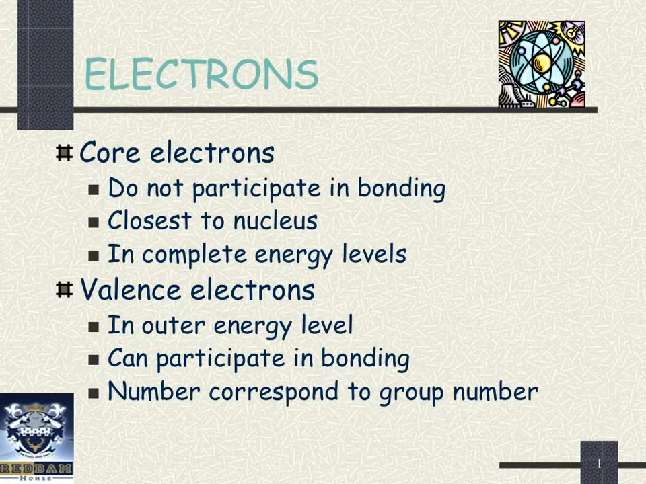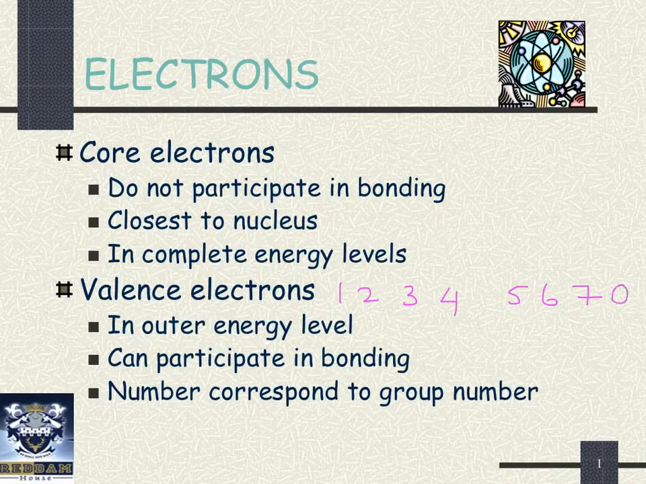And remember, if you are in group 1, you've got one valence electron. If you are in group 2, you've got two valence electrons, 3 in group 3, 4 in group 4, 5 in group 5, 6 in group 6, 7 in group 7, and none or 8 in group 8. Remember that from here onwards, it could be 13, 14, 15, 16, 17 on the periodic table, but you don't worry about the little ones. They're not really what we're interested in.